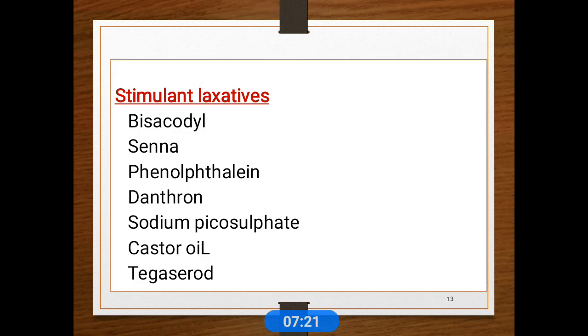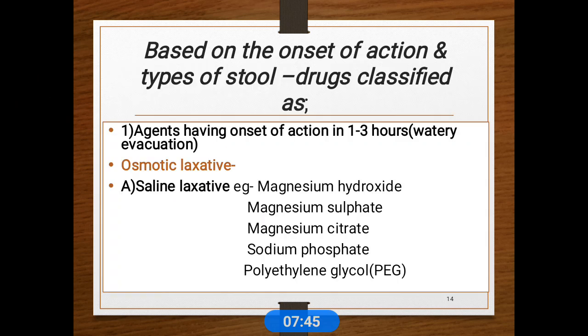This category is stimulant laxatives. These are helpful if the stools are hard and difficult to pass, and are also used before surgery. They include bisacodyl, senna, phenolphthalein, danthron, sodium picosulfate, castor oil, and cascara. From this category, bisacodyl and castor oil are mostly used.